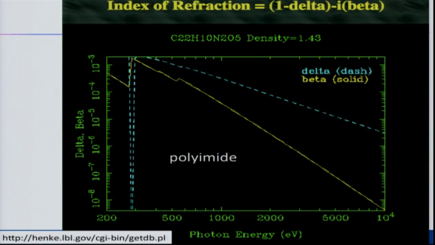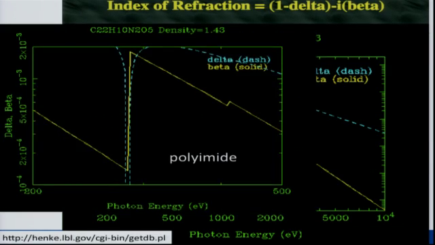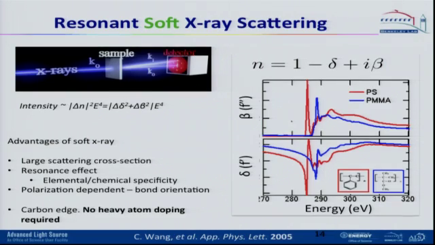But when you go to, say, the carbon edge, which is about here, you can see that delta and beta are comparable, right? This makes a big difference when you do scattering experiments. Here is an example: if you have polystyrene and PMMA, and you measure delta and beta as a function of energy, you can see that near the absorption edge, beta and delta can change dramatically. The scattering intensity, the scattering contrast, depends on delta squared plus beta squared. So if you tune the X-ray energy, you can tune the scattering contrast between two materials.